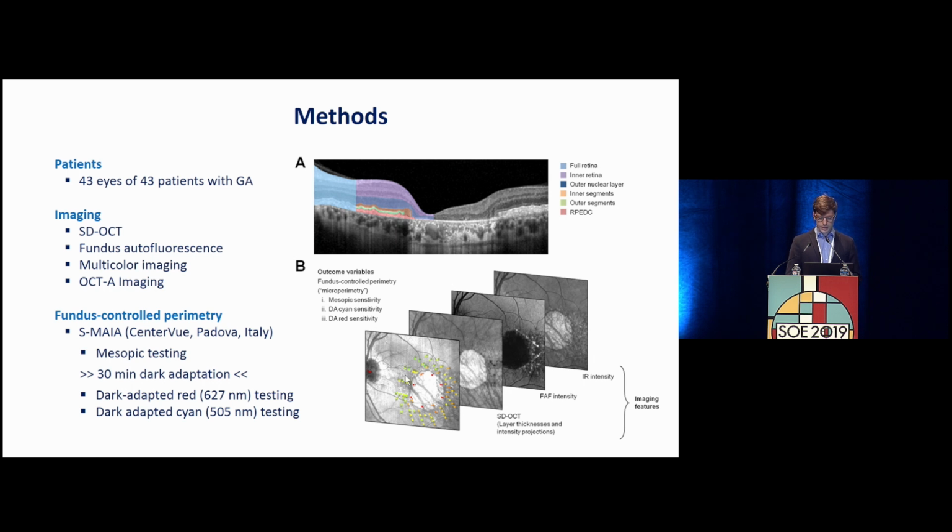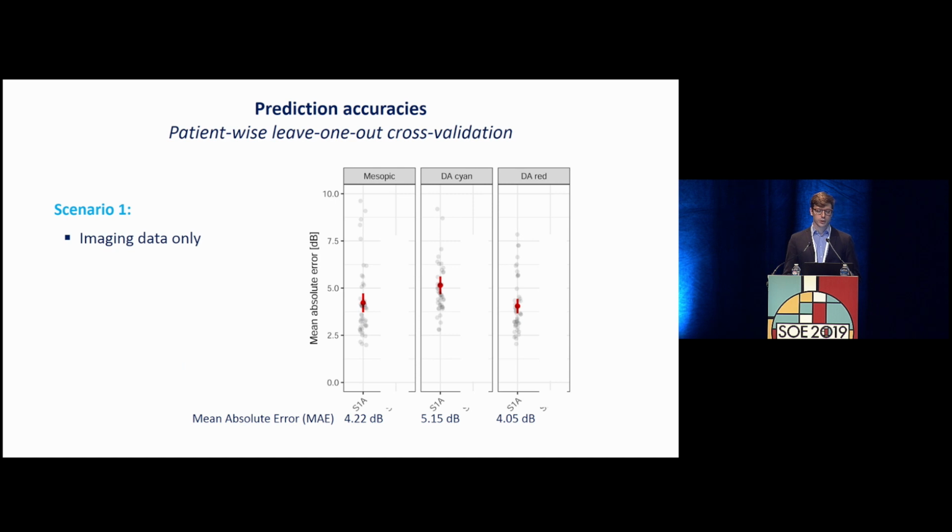And we then used this data, which we got from the fundus-controlled perimetry. So here you see the stimuli with retinal sensitivity, and registered that to all of the imaging data and then tried to predict function. And what you can see here, which is quite remarkable, if you include only imaging data, and we trained the data on 42 patients and always used the last patient as test patient, so we did leave one out cross-validation, then you can predict retinal sensitivity with an average error of only, based on imaging data for each test point, of around 4 decibels.